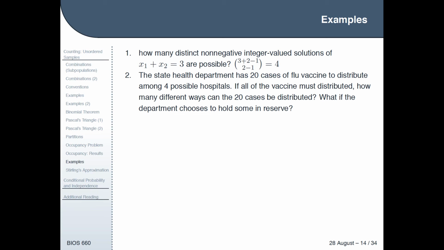And now a slightly more complicated example. Let's say that you have 20 cases of flu vaccine to distribute to 4 hospitals. In the first scenario, we're assuming that all of the vaccine must be distributed to these 4 hospitals. How many different ways can it be distributed?